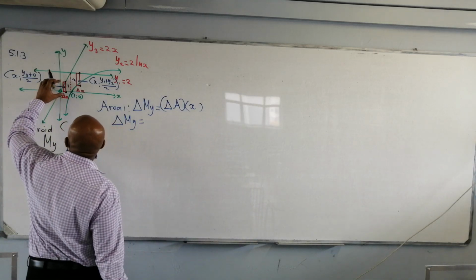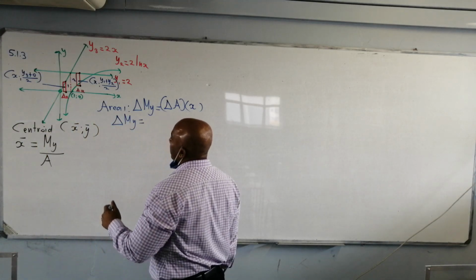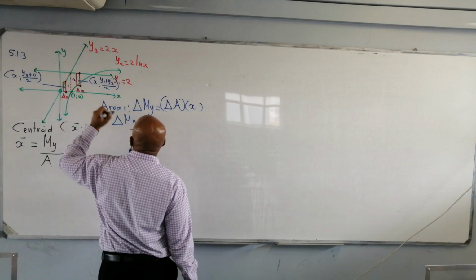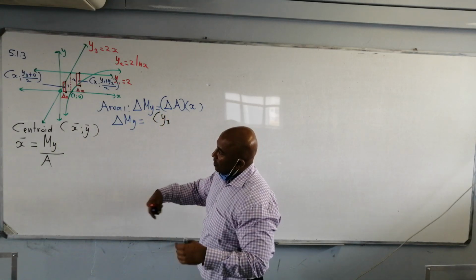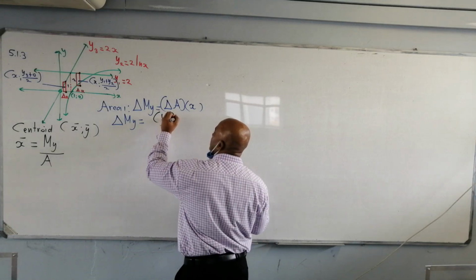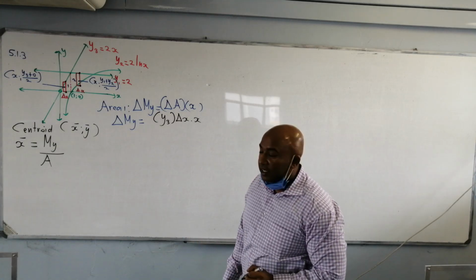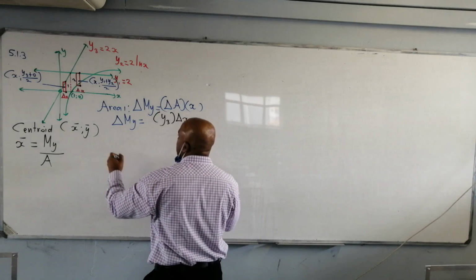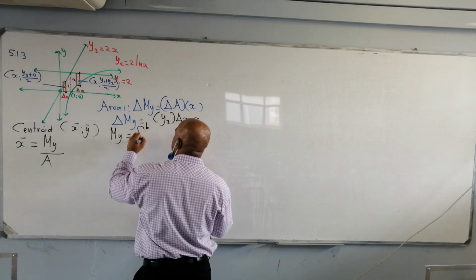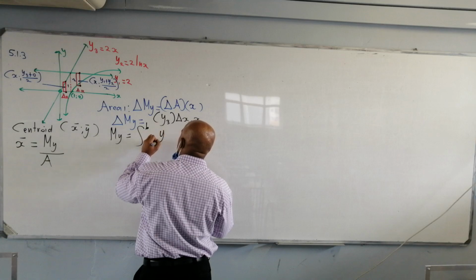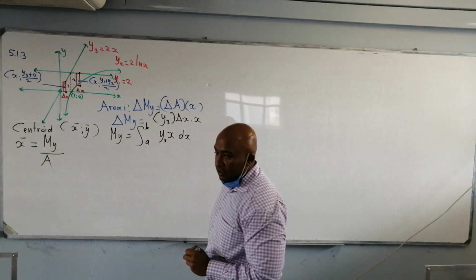So what is the length here? We're talking about area 1, the length. Remember, what's touching the top is y3. So that's going to be y3 minus 0, which is just y3, times delta x, times x. So that's your area times the distance from the y-axis. Then for My, we're going to integrate between b and a. So that's going to be the integral of y3 times x dx.